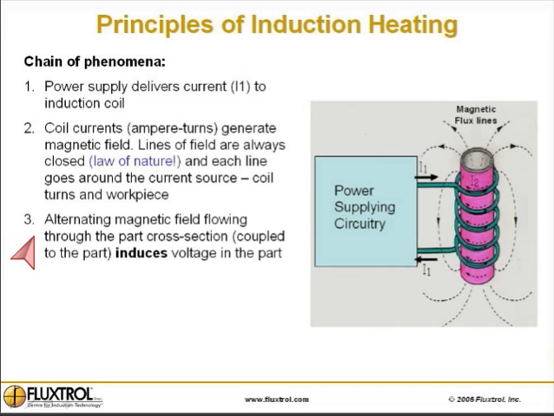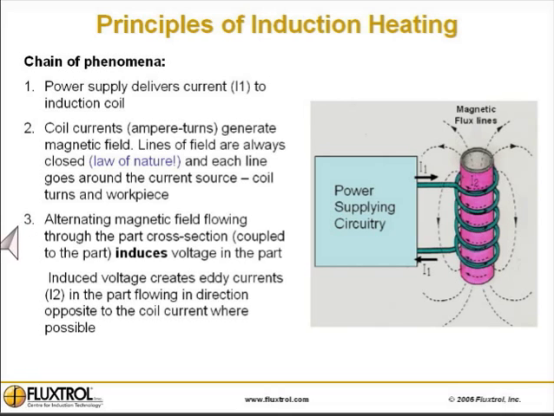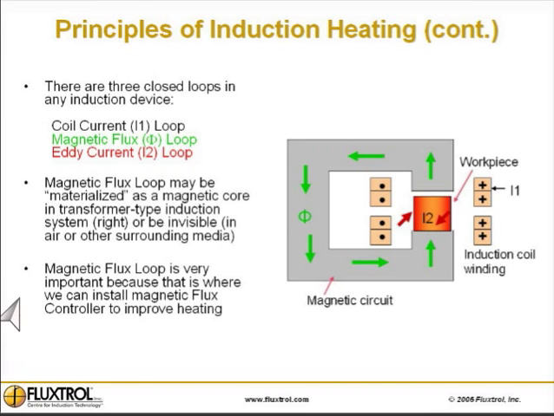Alternating magnetic field flowing through the part cross-section, coupled to the part, induces voltage in the part. Induced voltage creates eddy currents, I2, in the part, flowing in a direction opposite to the coil current where possible. Eddy currents generate heat in the part.